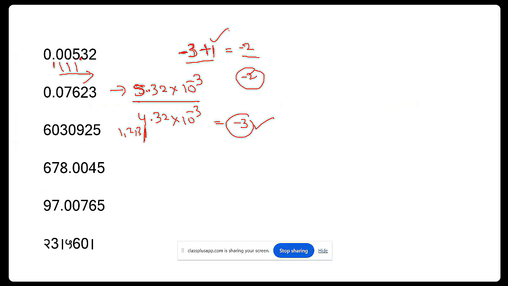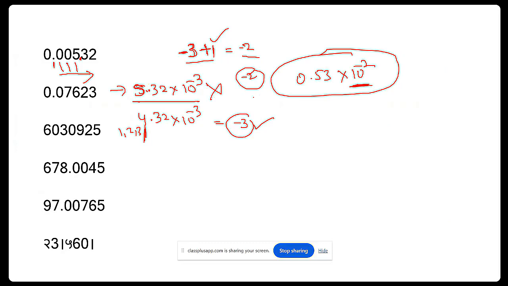Okay. Now, the correct answer is what? 0.53 into 10 to the power of minus 2. Minus 2. This is the correct equation. Not the earlier one. When you have the values 5, 6, 7, 8 like that, just try to do plus 1.